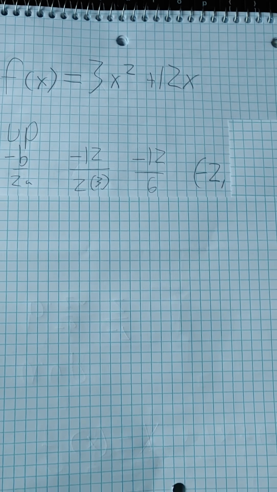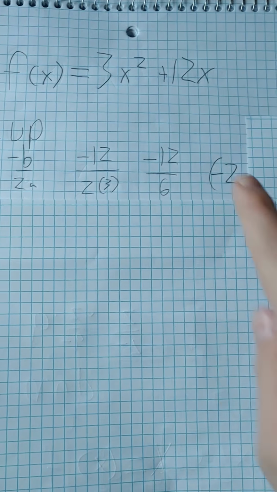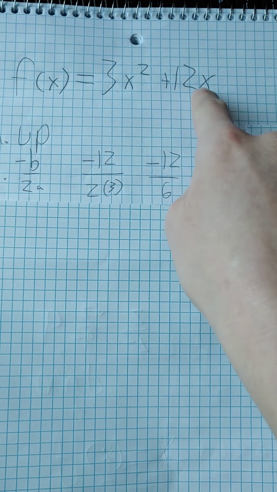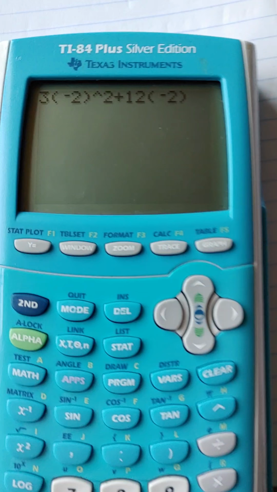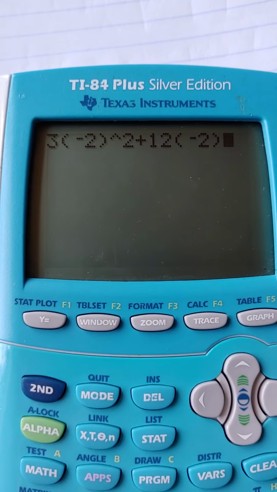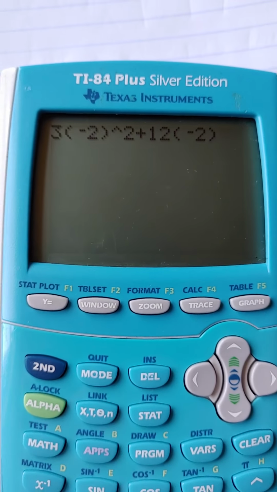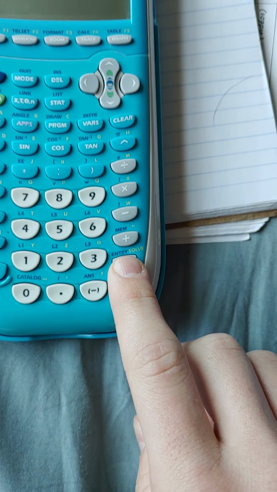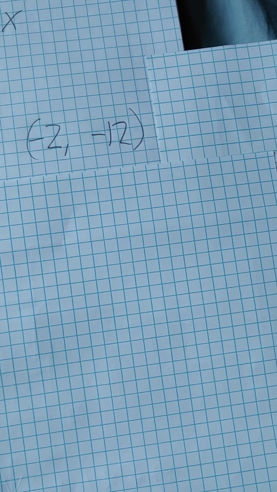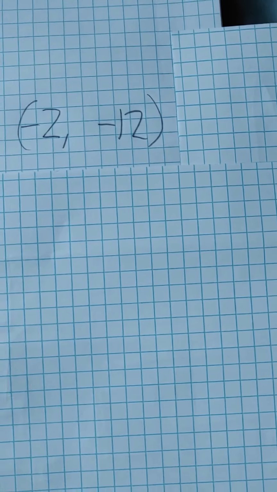To find the full vertex, we have to plug our x value in for all of the x's here. You can do that on your calculator as long as you put parentheses around each of them, just so that the calculator knows that they're separate. So we can go ahead and see what that equals. That equals minus 12, so that's going to be our y value. So that is our vertex.